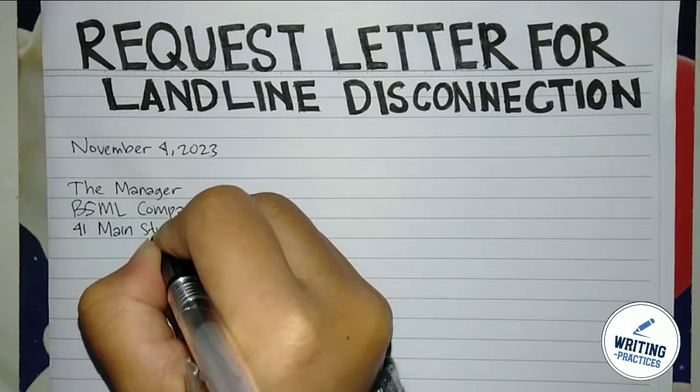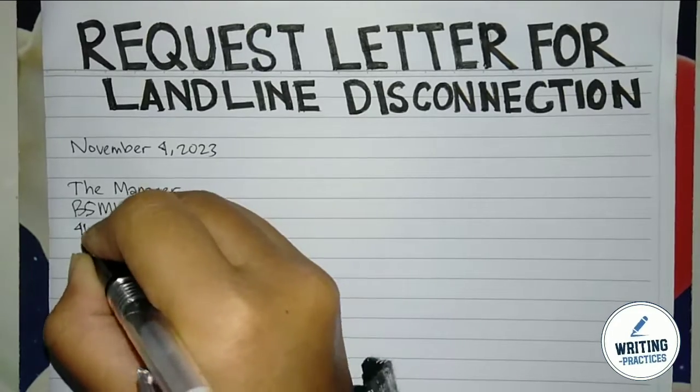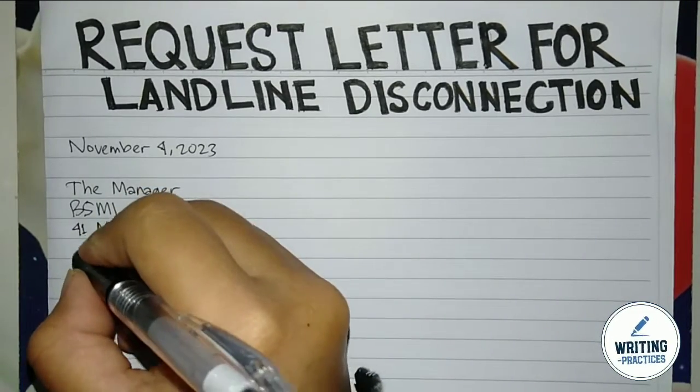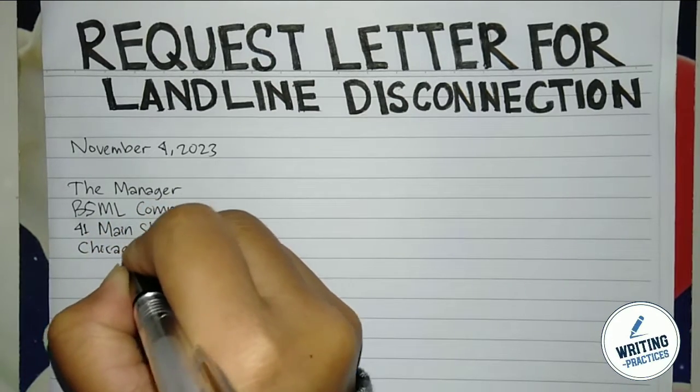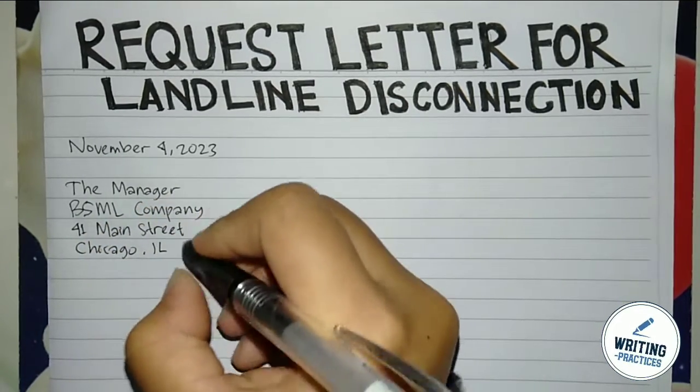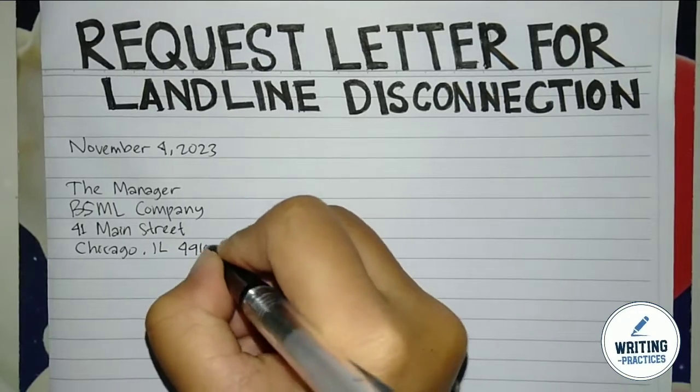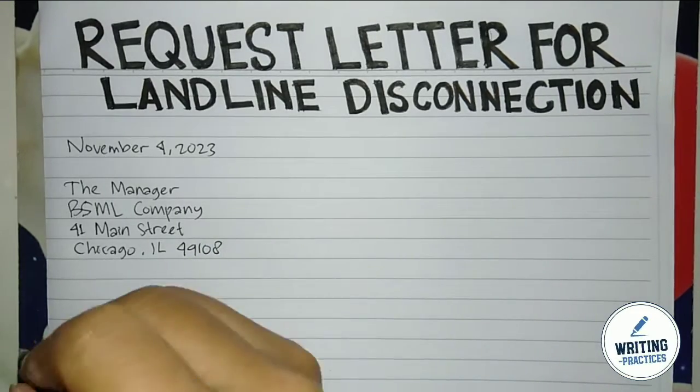And write the name of the company. Under it, write the address of the company. When you write the address, don't forget to mention the number, street name, city, state, and zip code.